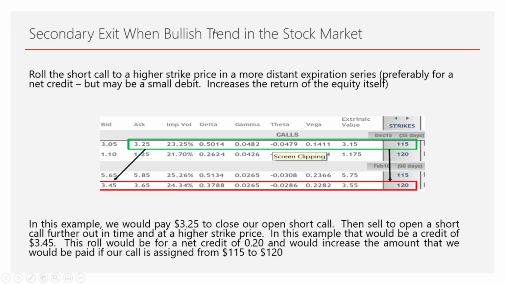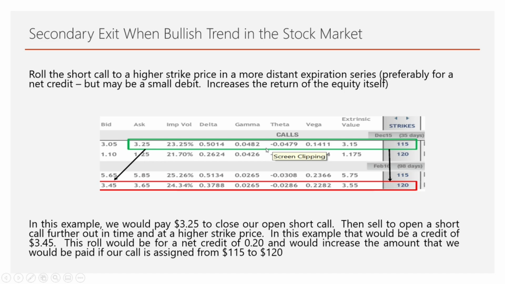In case of a bullish trend, what can be your secondary exit? You can roll it out. What is rolling it out? Renewing the option for a future date. Right now, your call sell is for 35 days. Now I can roll it out for a future date for a higher strike. I can roll it out for the same strike as well. Here I'm rolling it out for a higher strike because I expect the stock to go bullish.